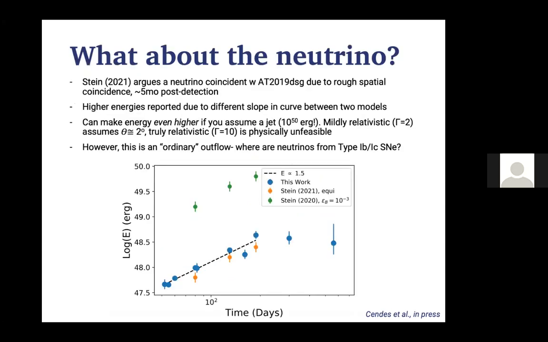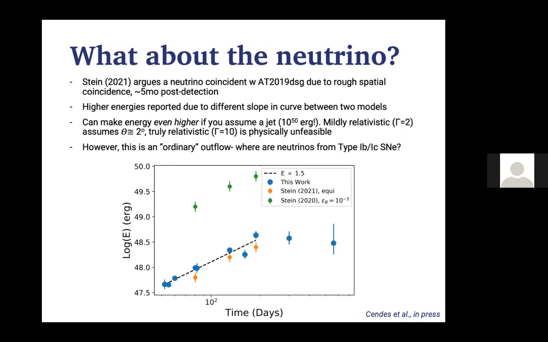But yeah, so to go back specifically to AT 2019 DSG, I did promise you a little bit about the neutrino. So what about this neutrino? What did we learn? As I said, this was a neutrino association. They said it was about 5 months after the detection. They reported in their paper these higher energy levels that require a very low electron emissivity based off of Swift J1644+57 data to say, look, we have very high energies and we have this neutrino, they must be related. That's kind of where their argument came from.